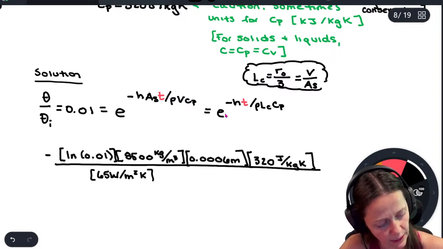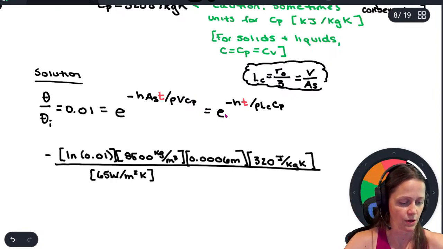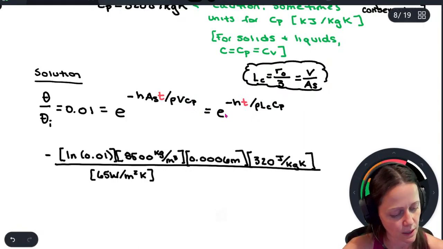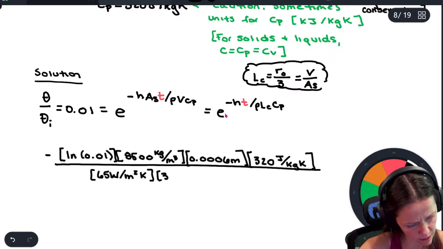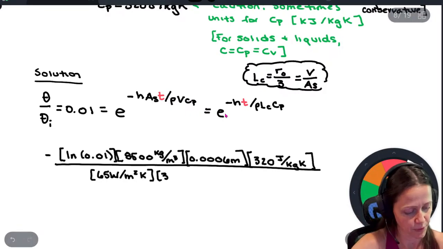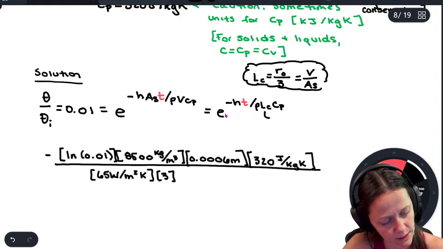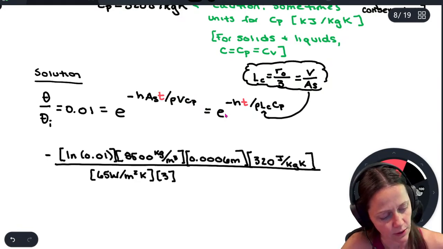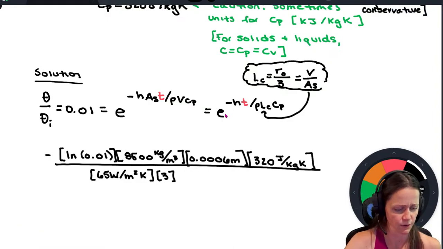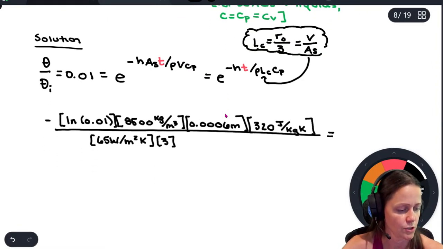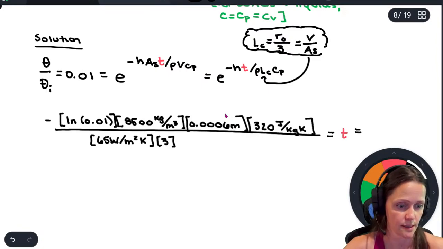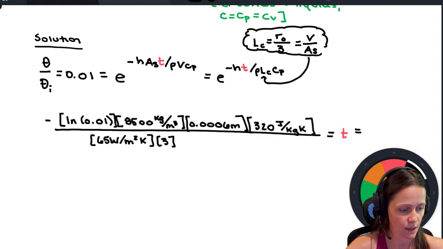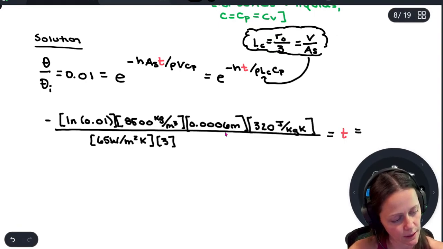I don't want to forget, remember that LC was R naught over 3. So there should be a 3 right there, right? Because this guy is R naught over 3. And I think we've got everything. Now this would be equal to t. Let's see what that ends up being. All right, so I end up getting 39 seconds.